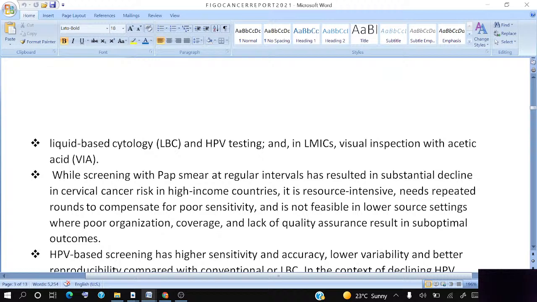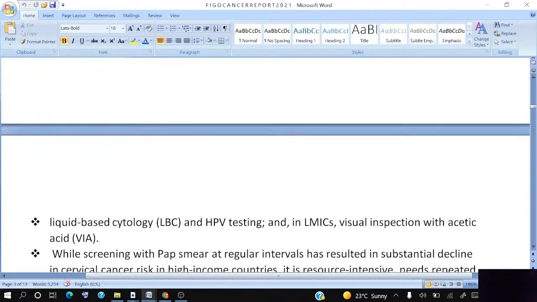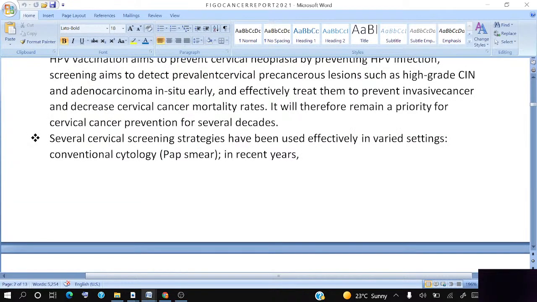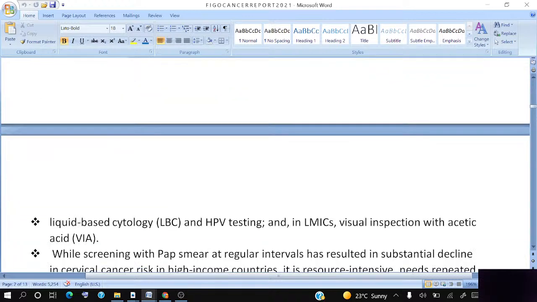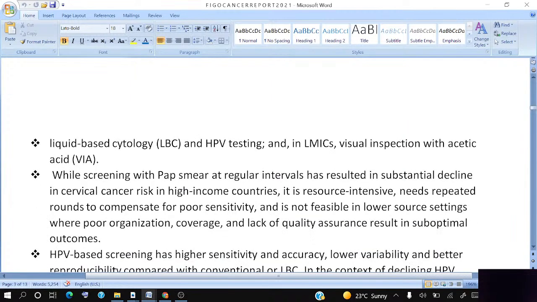So in LMIC, there is visual inspection with acetic acid. These are the clinical screening strategies. In these settings they can follow the pap smear, liquid-based cytology, HPV testing, and in LMIC, visual inspection with acetic acid.